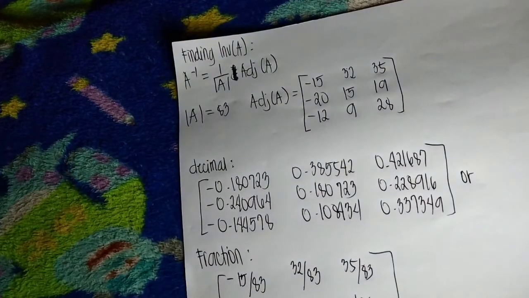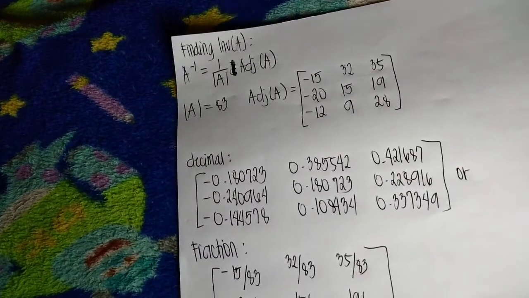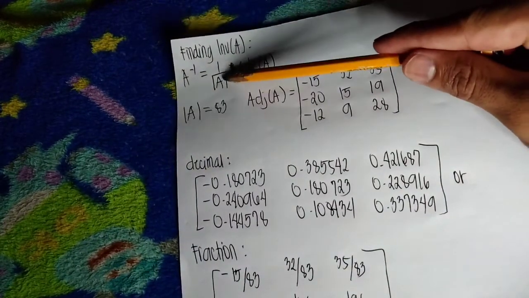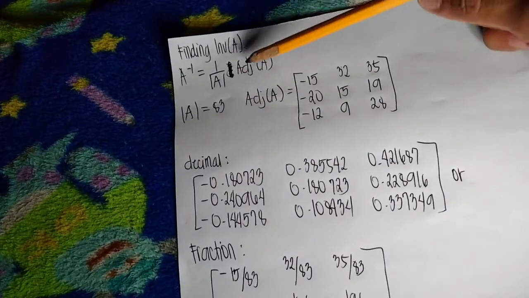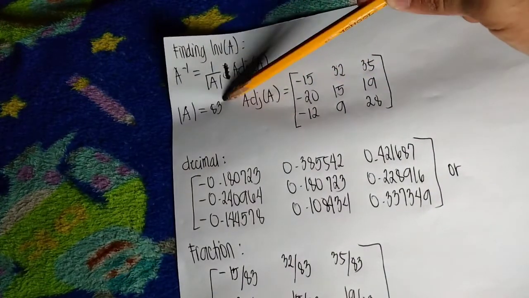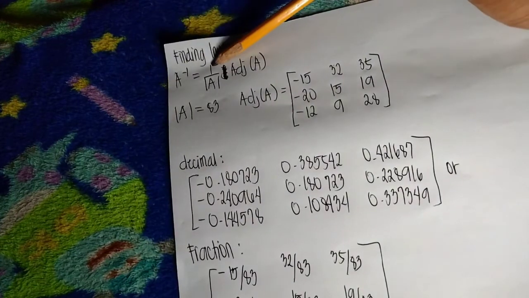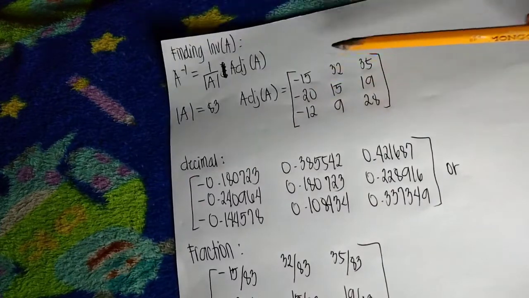Tapos, in getting the inverse of matrix, use tayo sa formula na 1 over the determinant of A, or divide the determinant of A, tapos times sa adjoint of A. So, ating adjoint is ito, ang ating determinant is 83. Then, sa niyan, distribute mo lang. 1 divide 83, i-times mo dito, dito.